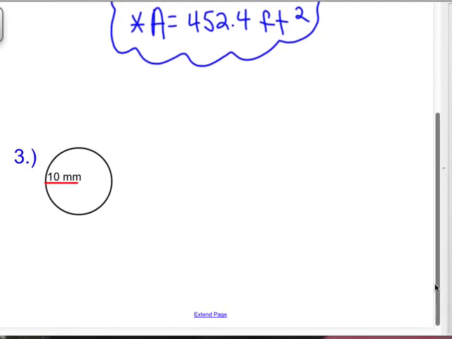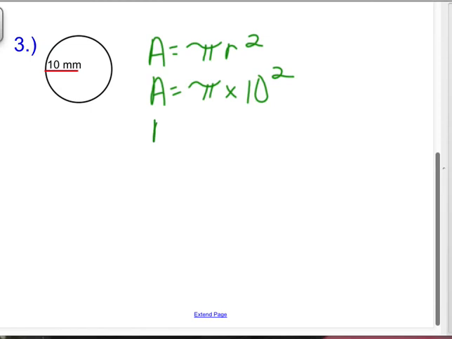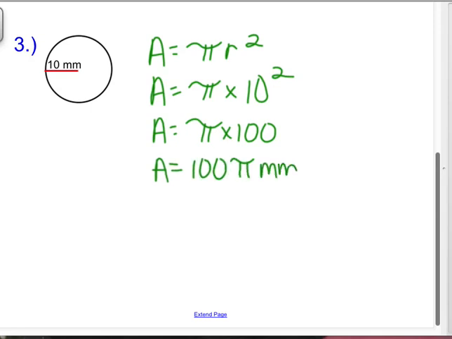Let's do another. How should you start? Formula. Pi r squared, pi times, radius is 10, which I'm going to square. Okay, so writing it in terms of pi, it's 100 pi millimeters squared. There's one of them.